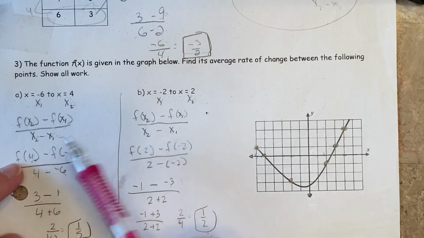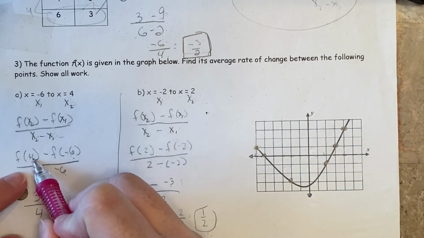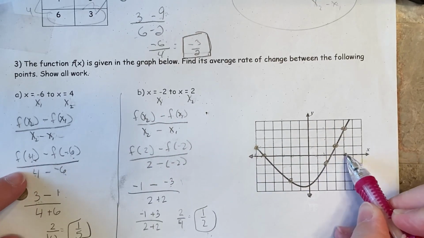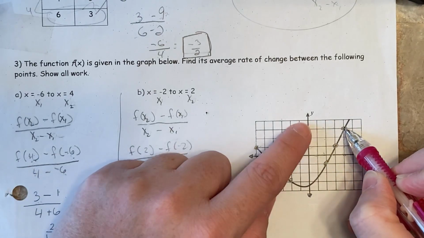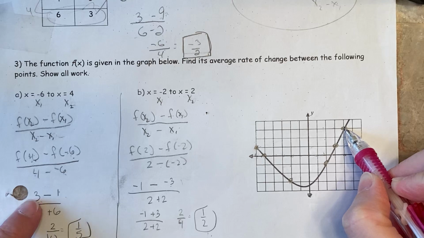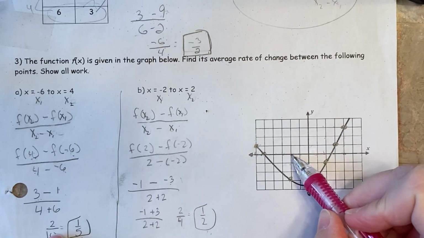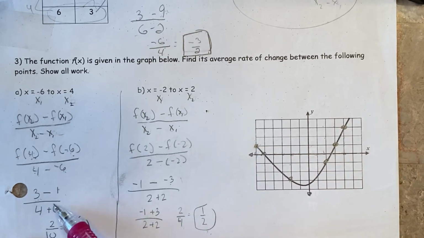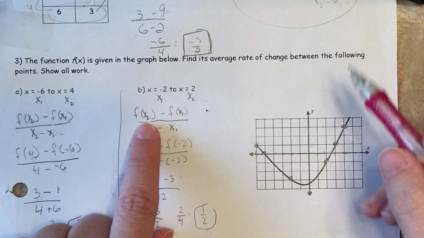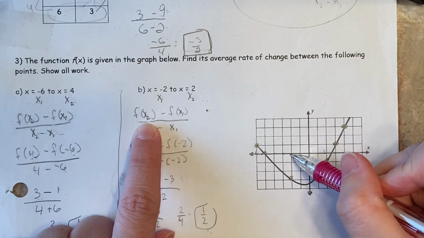So f of 4, you're going to come to this graph. Remember, 4 is your x. 1, 2, 3, 4, and then go up to where the graph is. And what value is that on the y? 1, 2, 3. That's a value of 3. That's where the 3 came from. And -6, 1, 2, 3, 4, 5, 6, it should be 1. So that's where that value came from. 3 minus 1 is 2. 4 plus 6 is 10. That's 1/5.